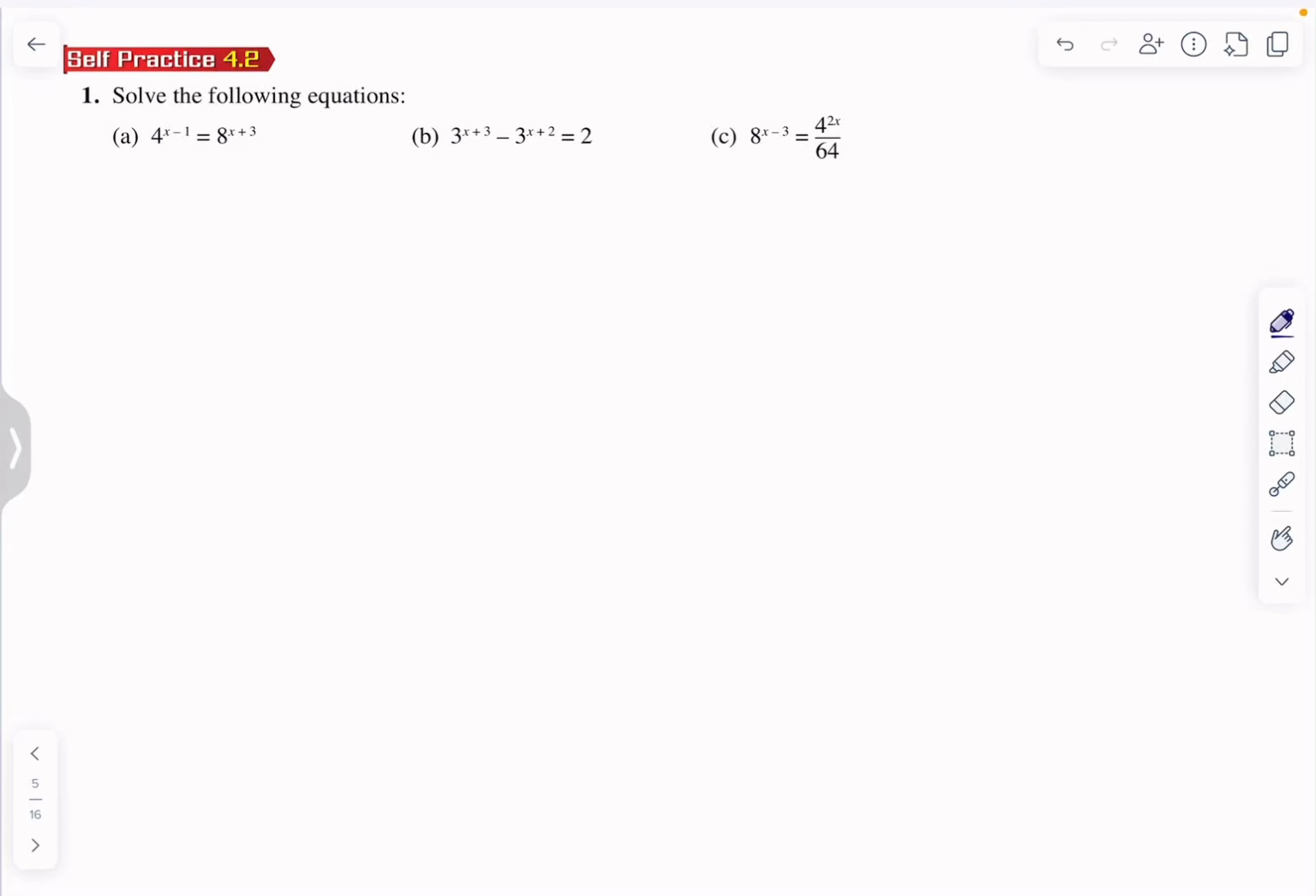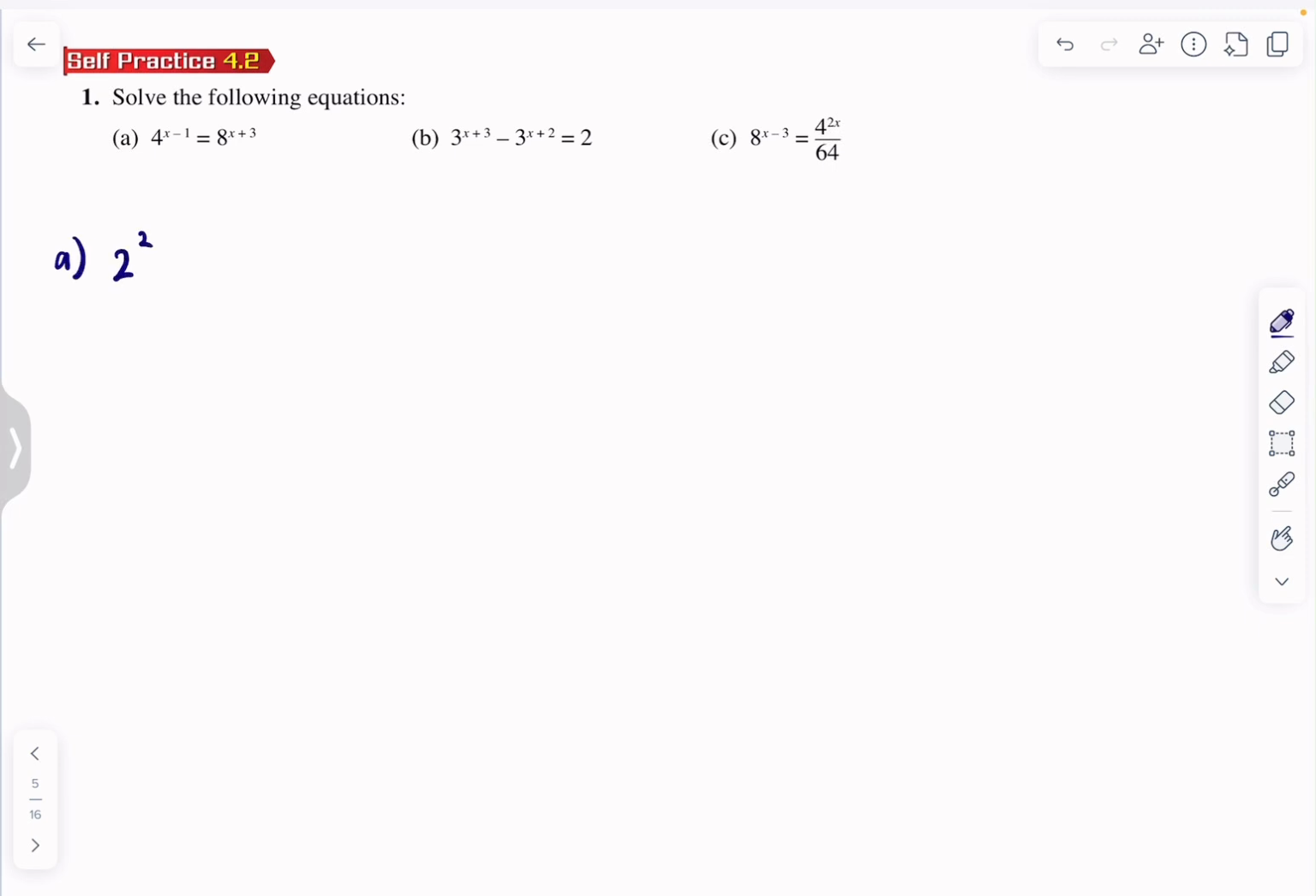Self-practice 4.2 question 1. Solve the following equations. Right, so here we need to solve this. They say this equals to this. So if you want to solve this and compare, the base numbers here must be the same. So 4 and 8, we can reduce it to 2 power something.